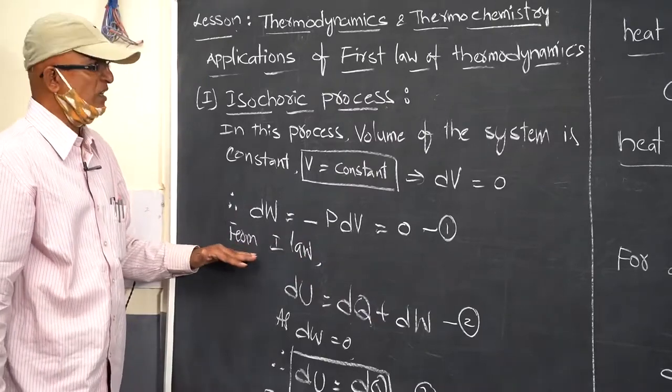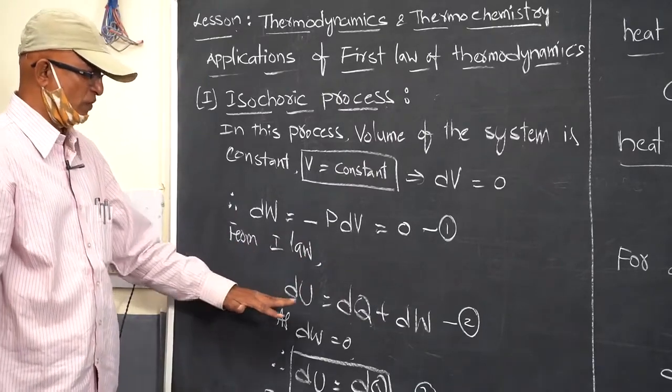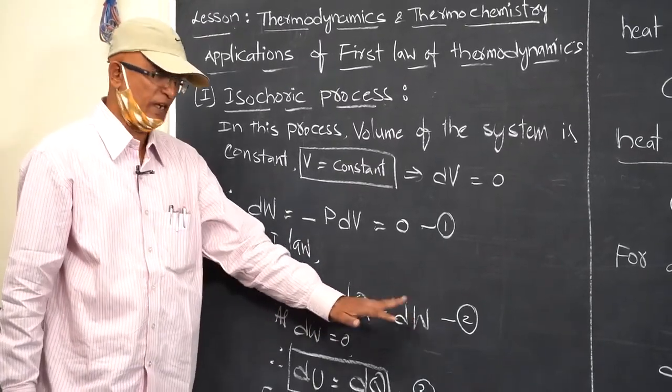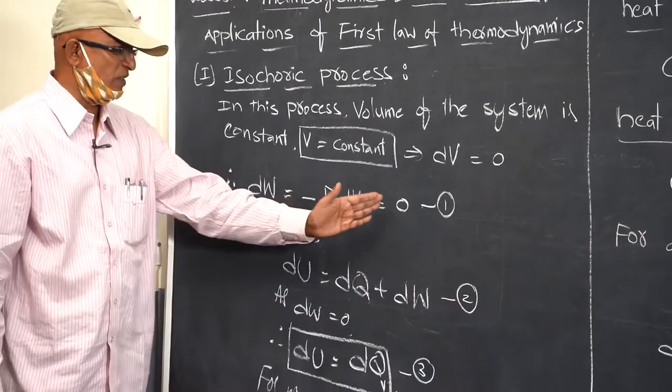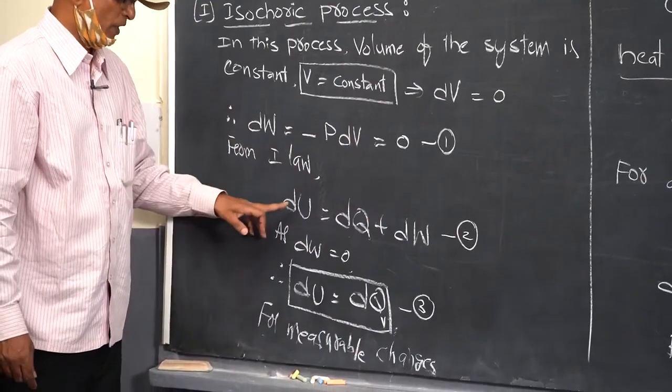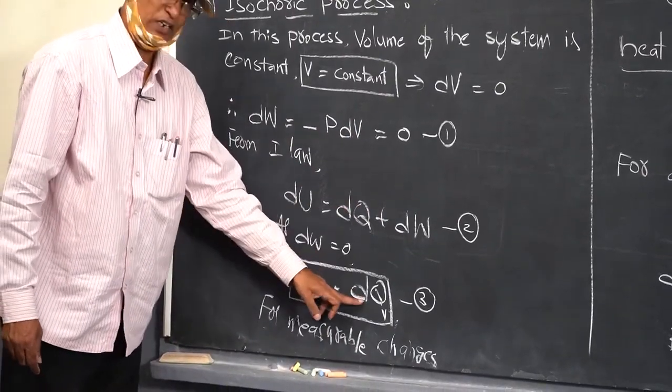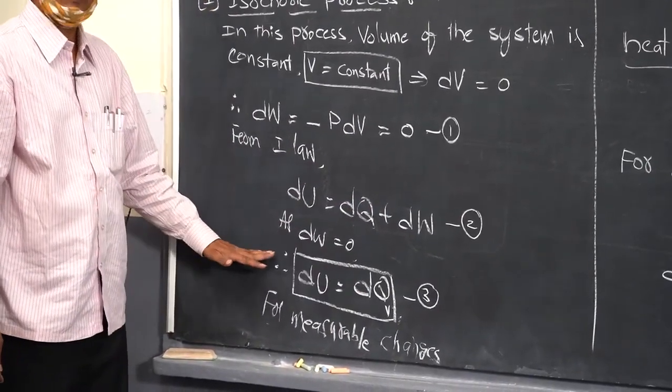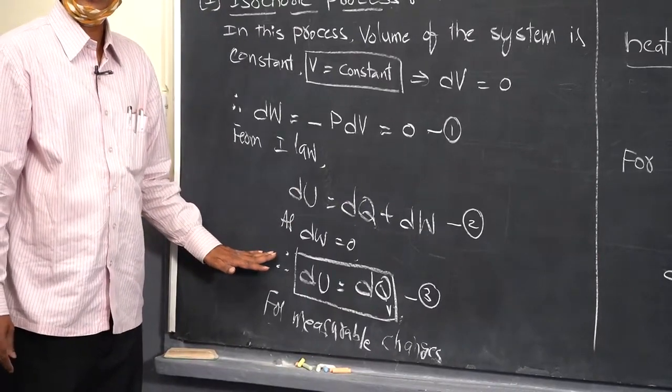Now, from the first law, what is the equation? We have dU = dq + dw. As work done is always 0 in this process, substituting dw = 0, we get dU = dq at constant volume. This is the application of the first law for the isochoric process.